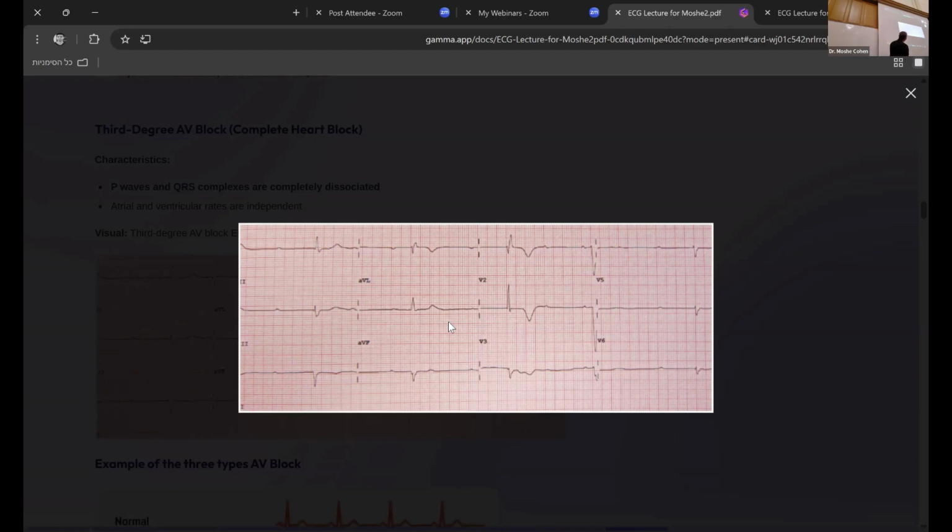One of the things that will help you with the third degree AV block: you see that there is no connection between the P and the QRS. Look here, you have a P wave, P wave, P wave, and these P waves are not connected to the QRS. It's like you have an independent activity of the atria, asynchronized to the activity of the ventricles. This is a third degree AV block, extremely dangerous. The only way to save the patient is with a pacemaker. And as I told you, it's not always working.